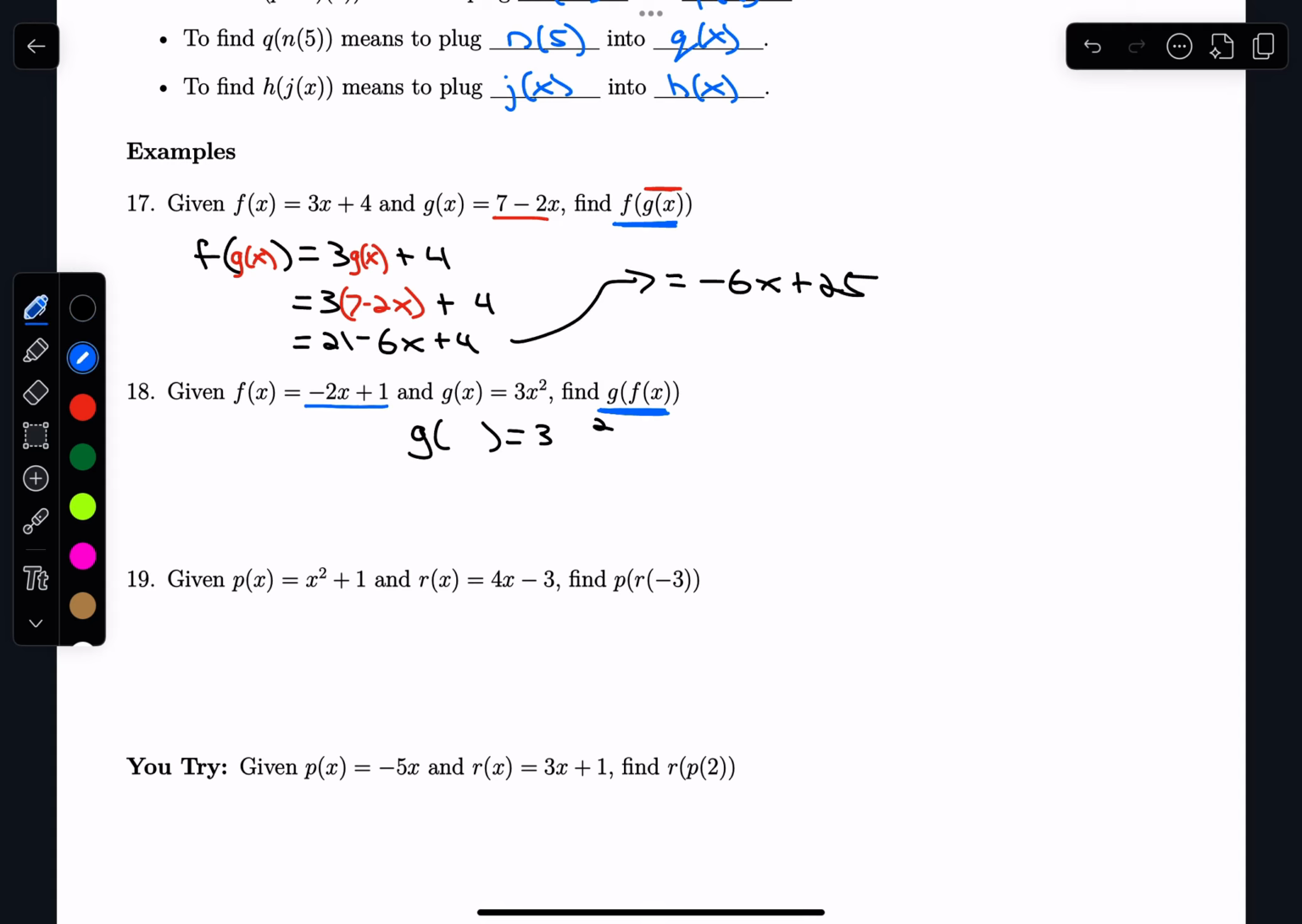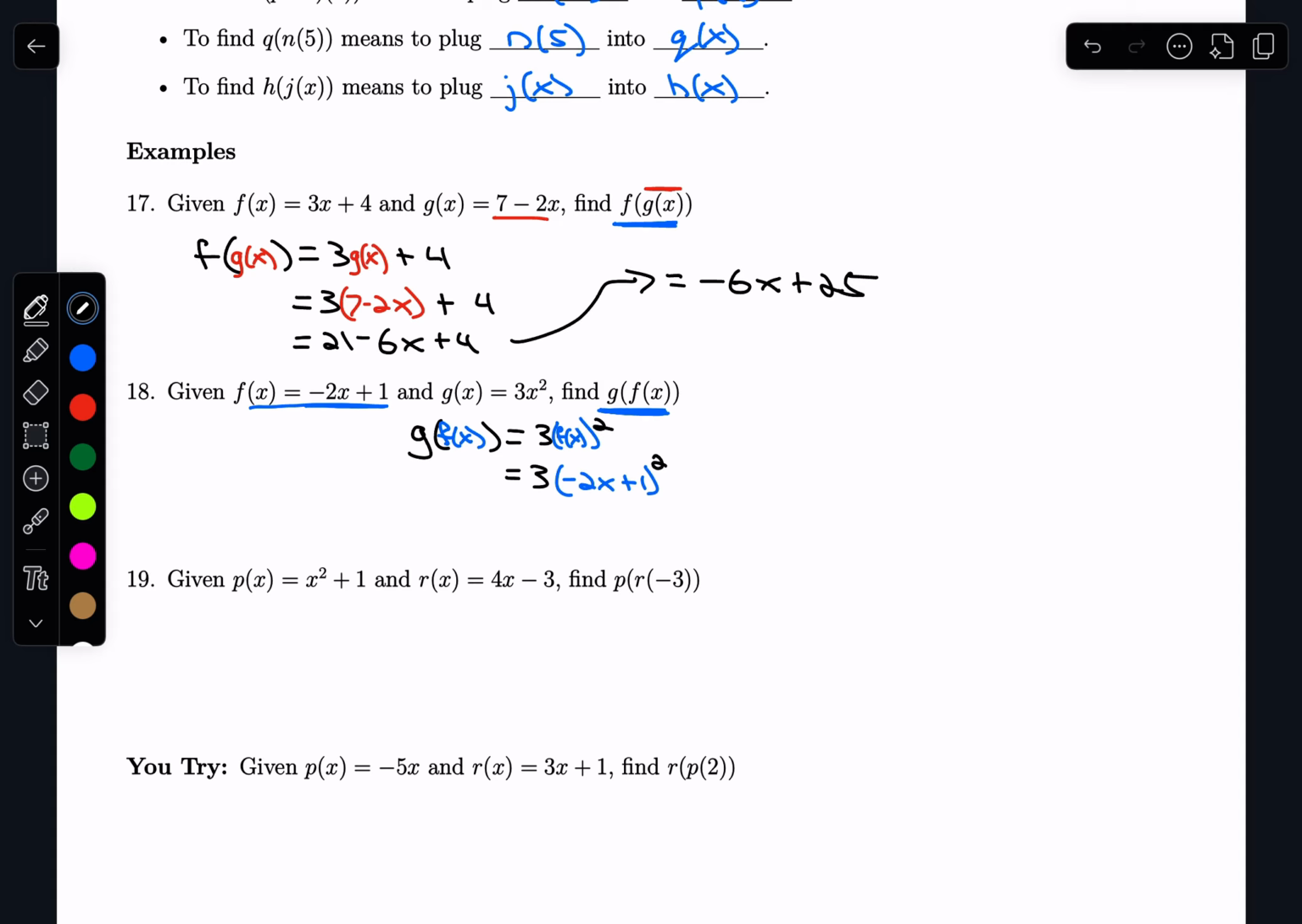Okay, so I'm going to take the f of x function over here, and I'm going to put that into g of x, and I'm going to put it in where the x was in the function. So g of f of x is equal to 3 times f of x squared. And now if I replace f of x with what it actually is, we can say that g of f of x is 3, and then parentheses, negative 2x plus 1, the whole thing squared. All right, so all we're doing is replacing that letter x with the entire function f of x.